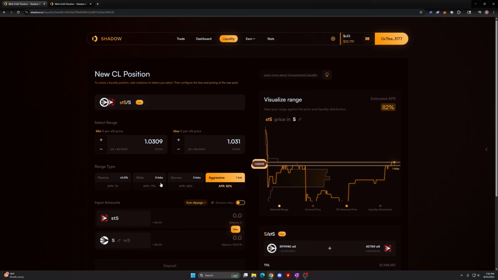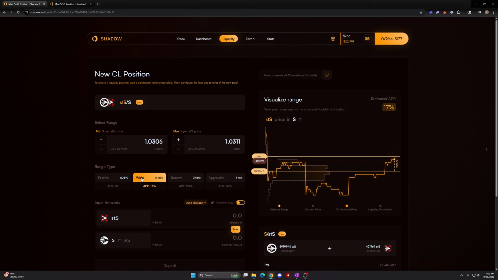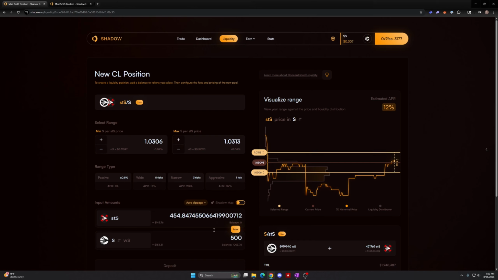Click on that. I'm going to click on wide. Boom. And then right here, see how it's a little bit off balance? If I typed in the 500 here, see how that's skewed? It wants 186 Stake Sonic. And mind you, it usually trades at a premium, but that's a huge, huge offset. What I'm going to do is go 1, 2, boom. Now we're at almost a perfect 50-50.